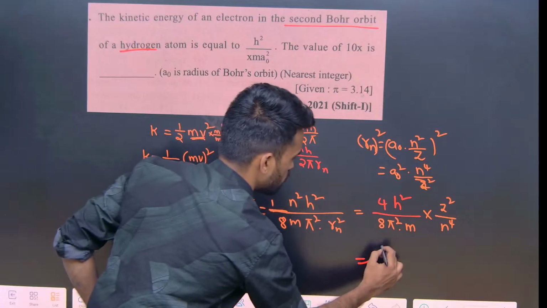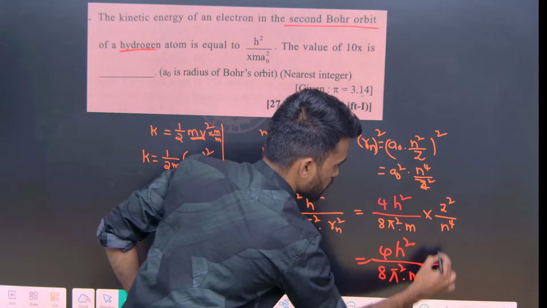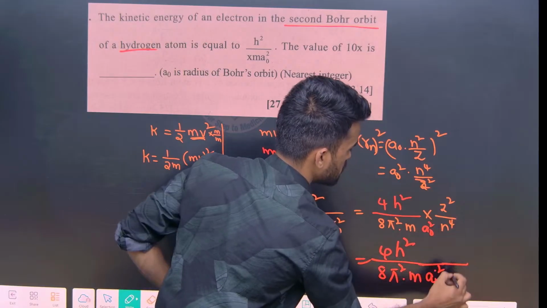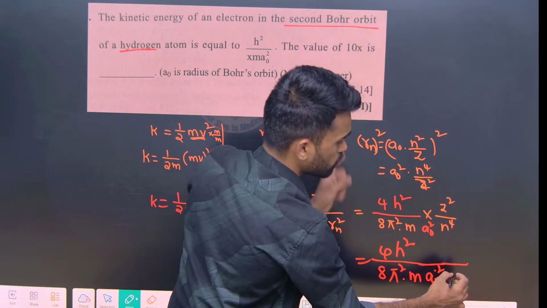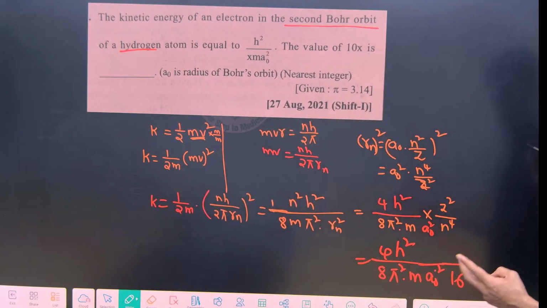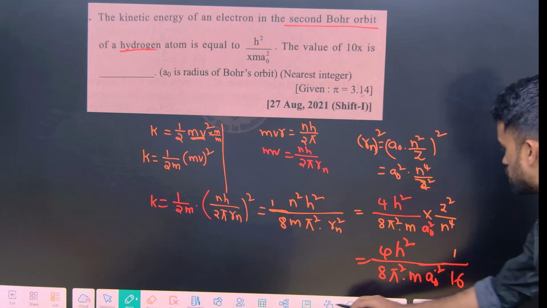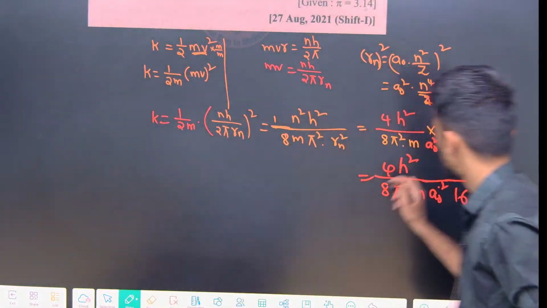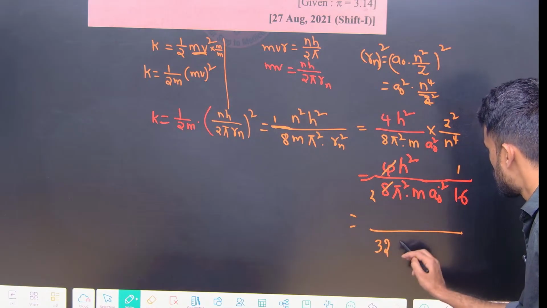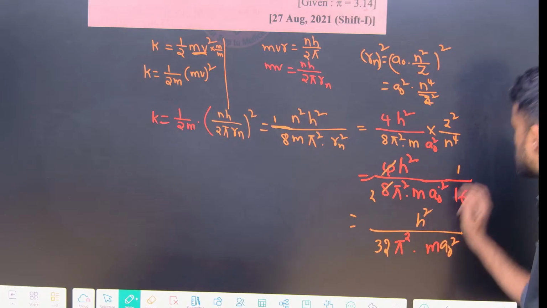What happens here? 4 h square by 8 pi square m. Here a0 square as it is, and n is 2, so 2 square, 4 square is 16. Like 2 2s are 4, 4 2s are 8, 8 2s are 16. And here it will be z square, atomic number is 1. So what is the final answer we got? In the denominator 16 2s are 32 pi square into m a0 square, and here it is h square. That's it.